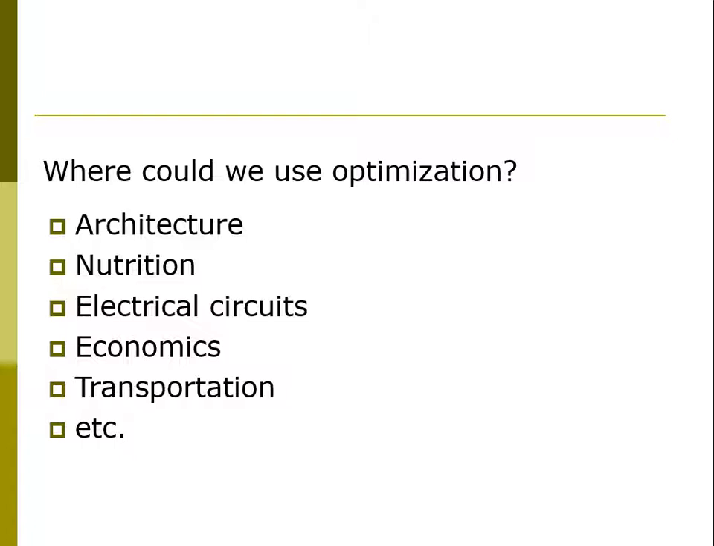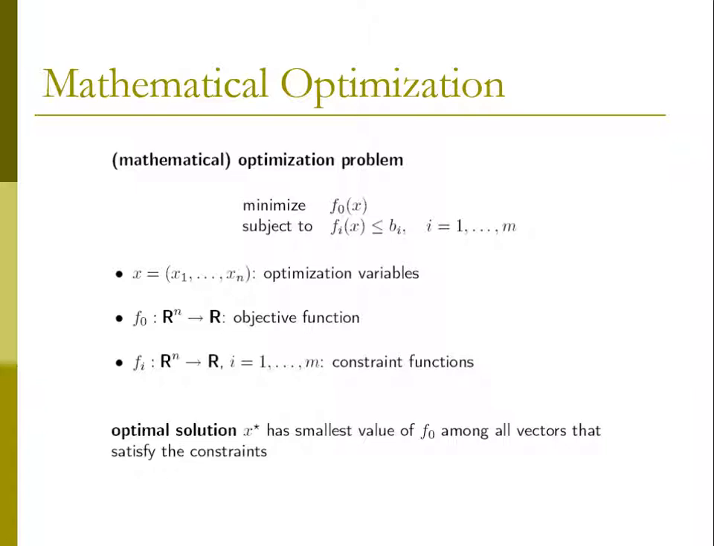So, before we go to the detail section, we want to know where we could use optimization. Actually, optimization is used for problems arising in architecture, nutrition, electrical circuits, economics, transportation, etc. For most of these applications, optimization is used as an aid to a human decision maker, system designer, or system operator, who realizes the application of optimization.